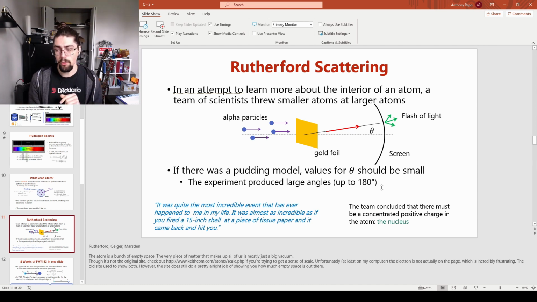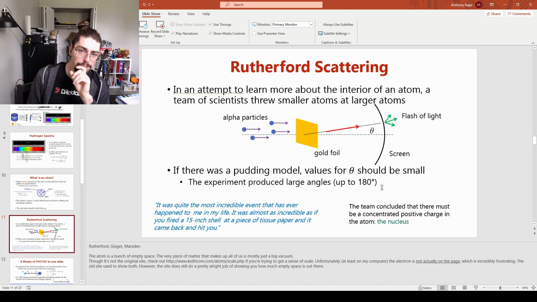what we found was really strange. It wasn't that it just deflected. It wasn't that it deflected off of a bumpy surface and went in a few different directions. It's that most of the particles went directly through. But some of them did get deflected. And that was troubling.